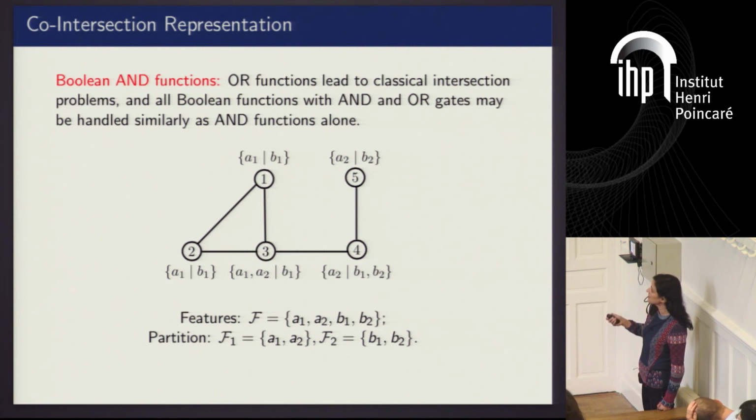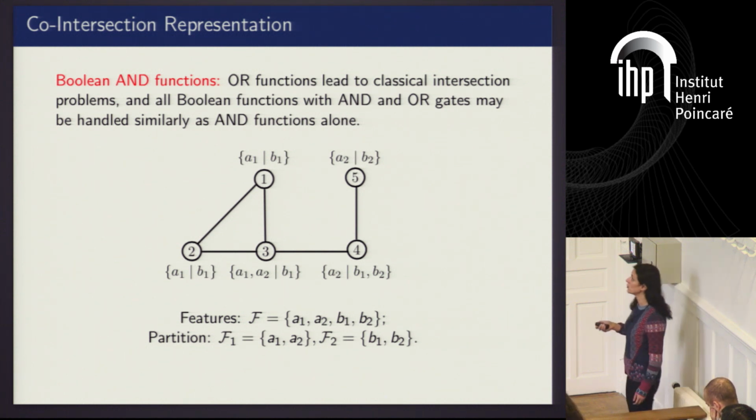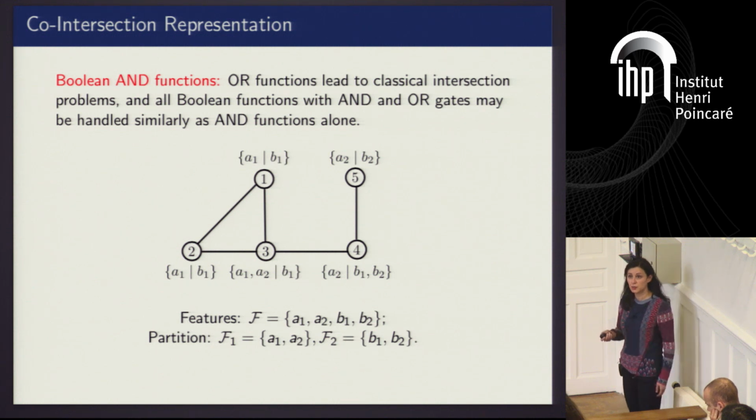And I don't have an edge here because I have A2 here, which intersects A2 here, but here I have B2 and B1, so there is no edge between these two vertices. So this is the simplest model. It's an end function, a Boolean end function.